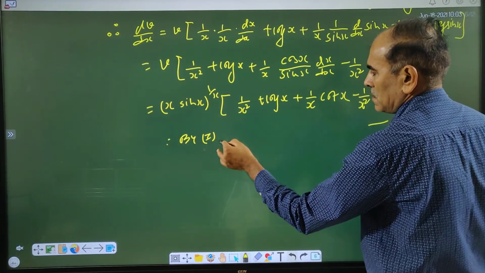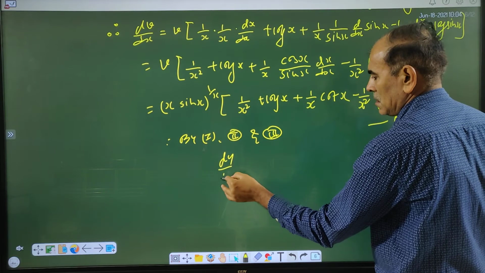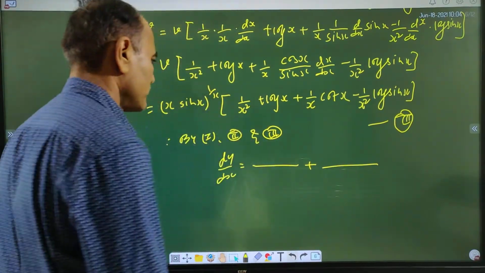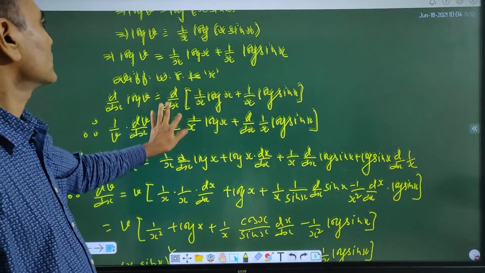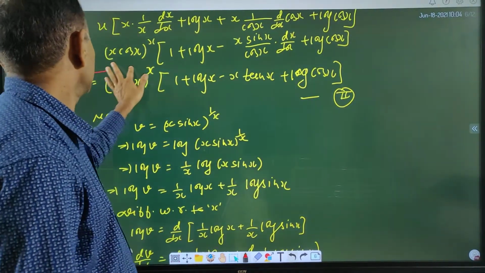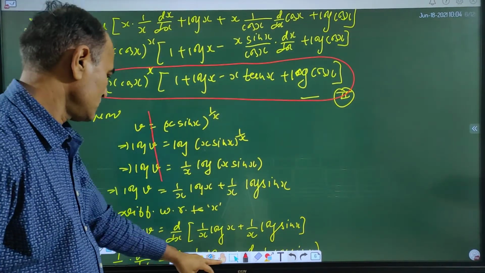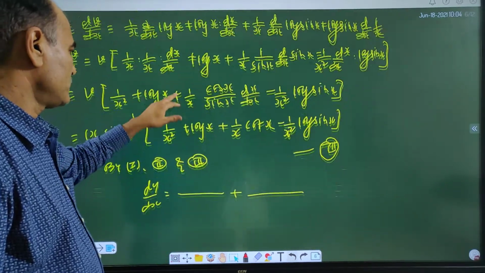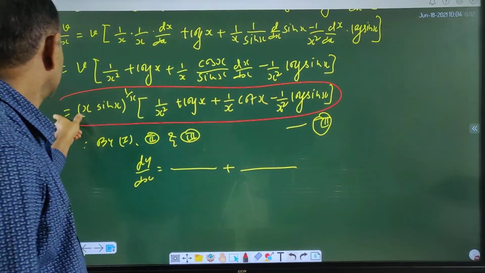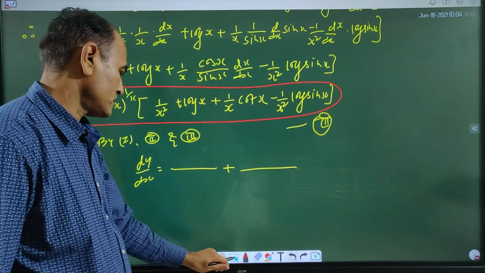And therefore by 1 and 2, what is dy by dx? du by dx plus dv by dx. Where is it? See, this one is our du by dx and this one is our dv by dx. Replace that here, then you get the answer. It's a 4 marks question. Okay.